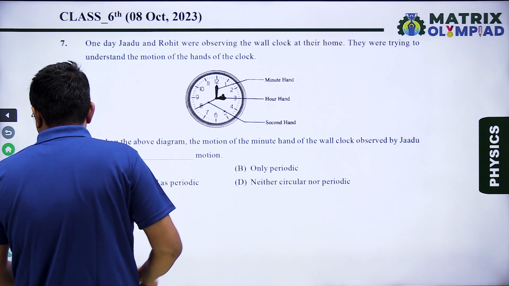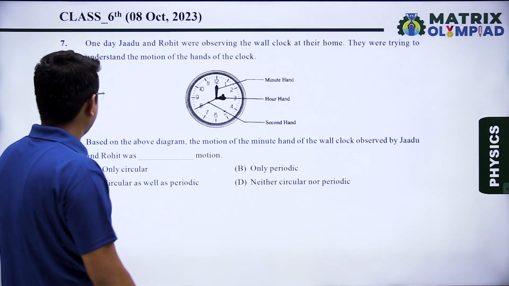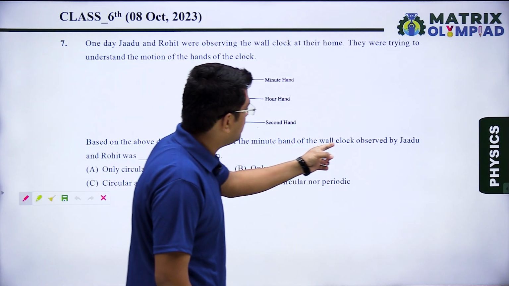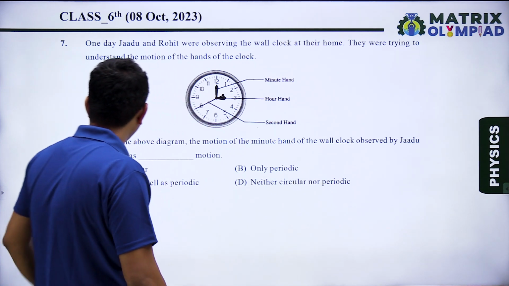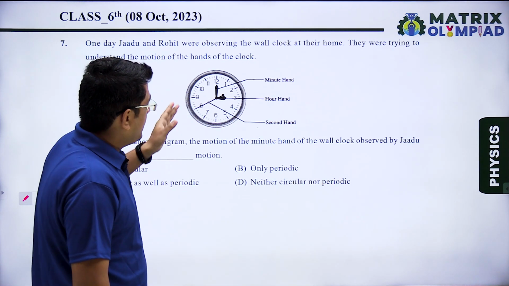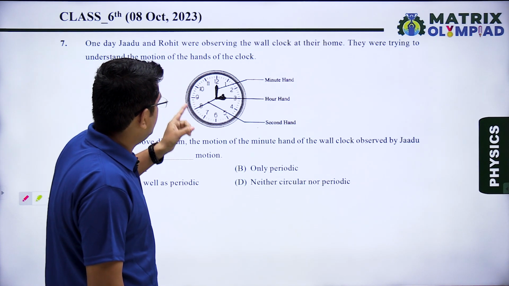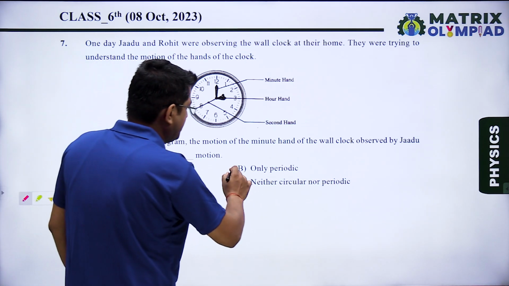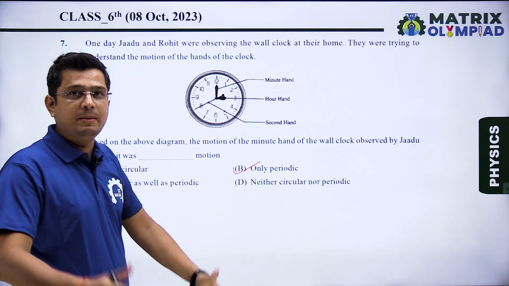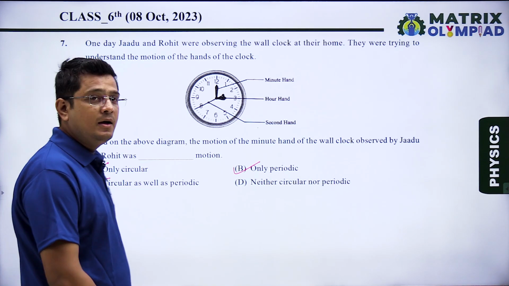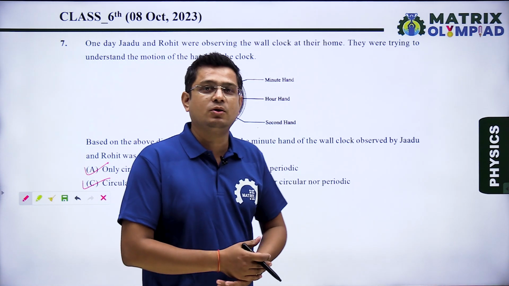In question number 7, there is a diagram and it is asked that based on above diagram, the motion of minute hand of the wall clock observed by Jadu and Rohit was. We can see here and we know that the minute hand has motion which is known as circular as well periodic, which repeats its motion in fixed time interval. So the correct answer is option C, circular as well periodic. So we have completed our solutions.